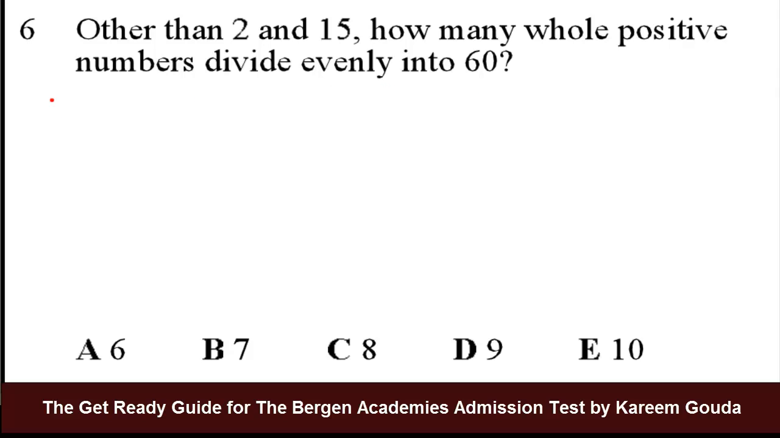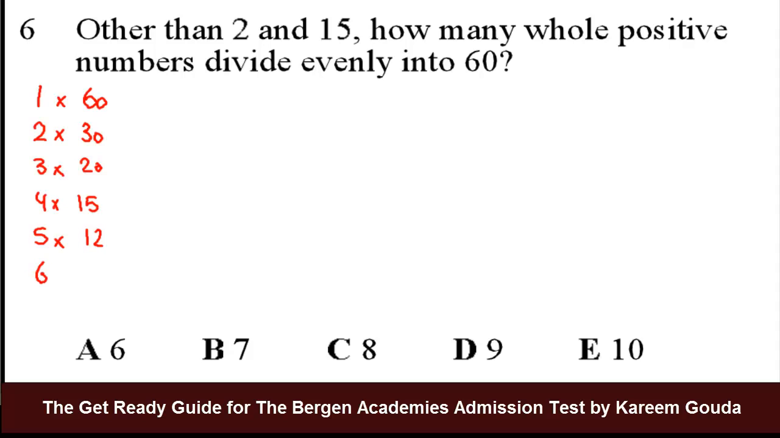The best way to find factors of a number is to do the following. We start with 1 and we say 1 times what gives me 60? 1 times 60. And then 2 times what gives me 60? 2 times 30. Then 3 times what? 3 times 20. 4 times 15. How about 5? 5 times 12.